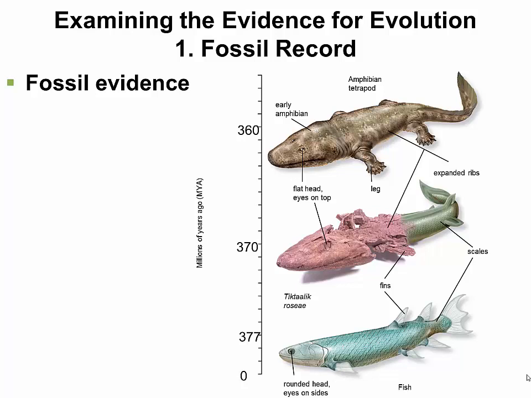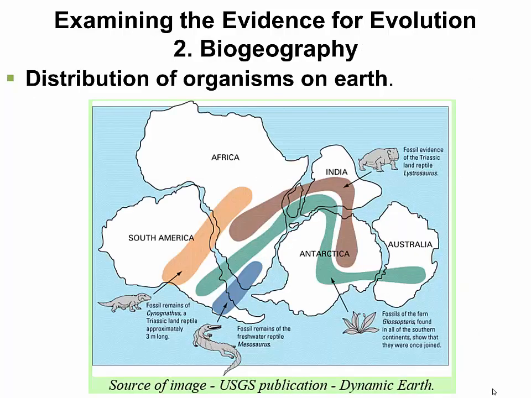Your book has an interesting example of Tiktaalik, which is shown here in the middle of our diagram, which is an interesting transitional fossil. Tiktaalik has characteristics of both the primitive fish that existed before it and coexisted with this organism, and amphibians that arose after it. And so Tiktaalik is an interesting example of what we refer to as a transitional fossil. In this case, a transition between fish and amphibians.